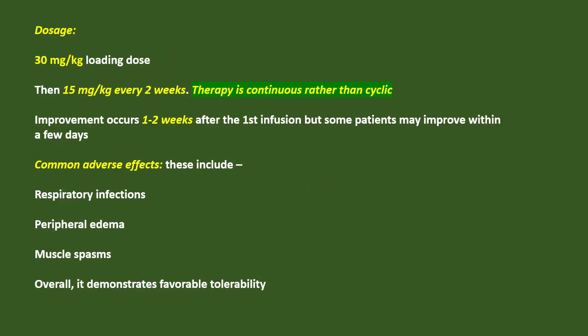Dosage is 30 milligrams per kilogram loading dose, then 15 milligrams per kilogram every 2 weeks. Therapy is continuous rather than cyclic. Improvement occurs 1 to 2 weeks after the first infusion, but some patients may improve within a few days. Common adverse effects include respiratory infections, peripheral edema, muscle spasms. However, overall it demonstrates favorable tolerability.